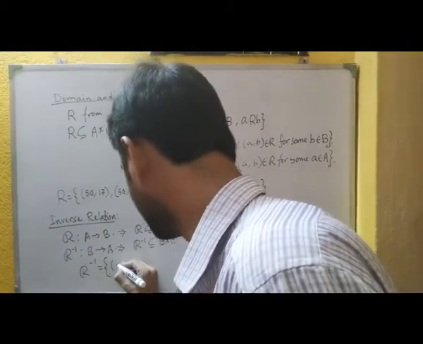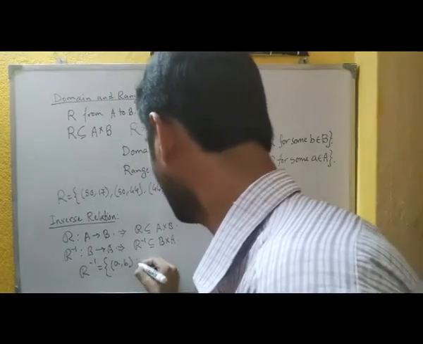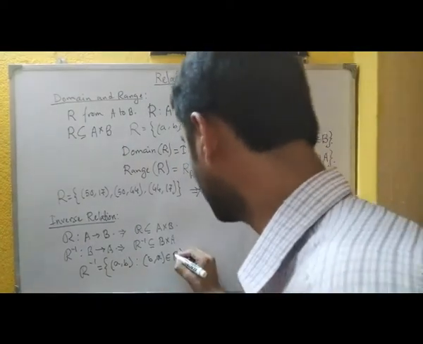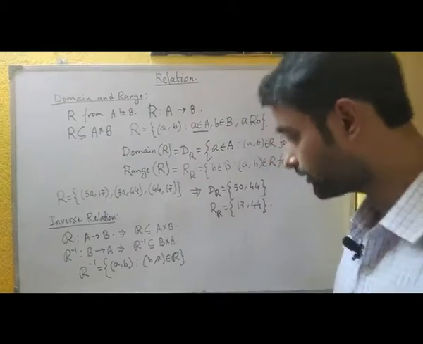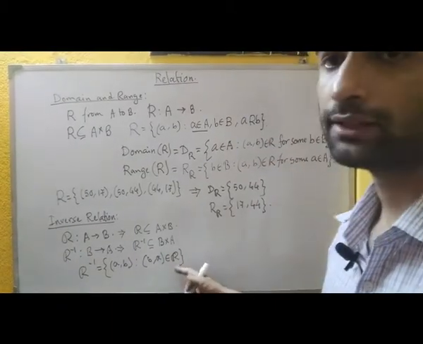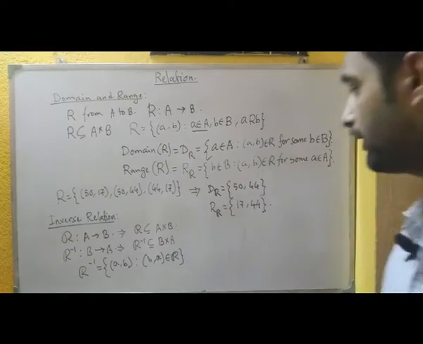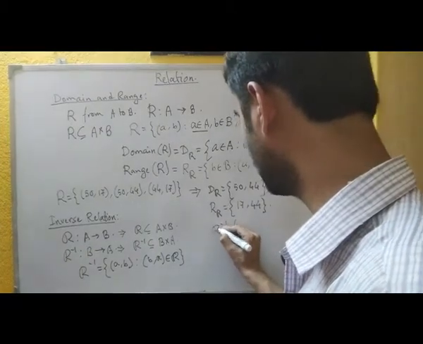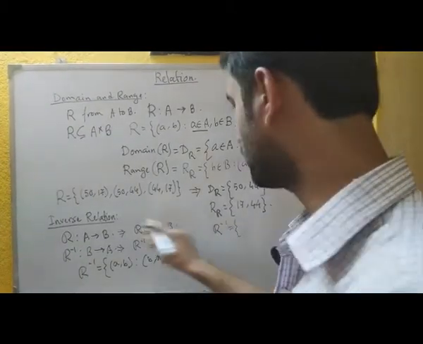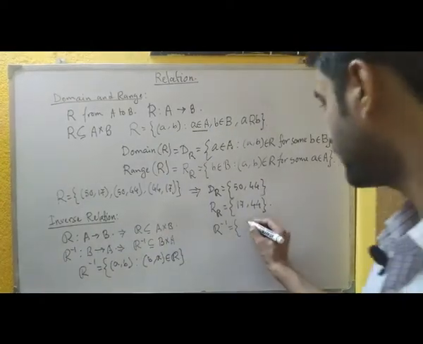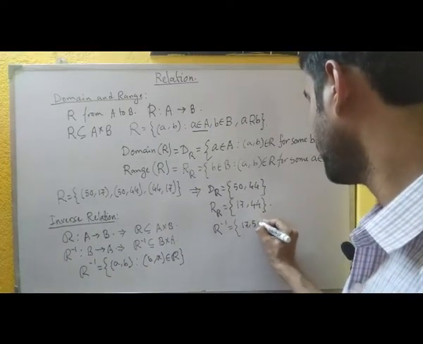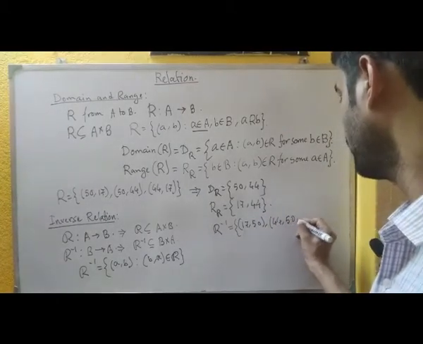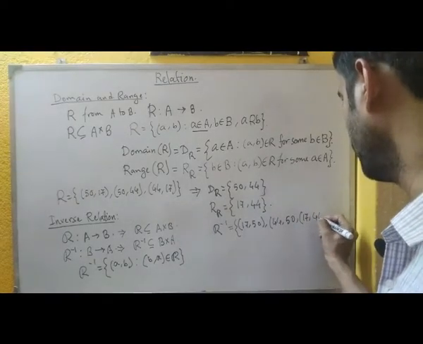Usually we define R inverse in this way. It is the collection of all the elements (a, b) for which (b, a) belongs to R. Exactly the reverse order of pairs are in the relation R. So if we try to find the reverse or inverse relation in case of this one, we find it like (70, 15), (44, 15), and then (17, 44).